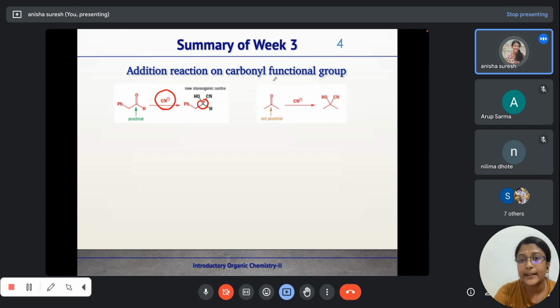Now we will see here in the case of acetone, the center is not prochiral because when we add CN minus, it will result in the formation of this cyanohydrin, where there will be two similar groups, that is two methyl groups. So this center will not be prochiral.